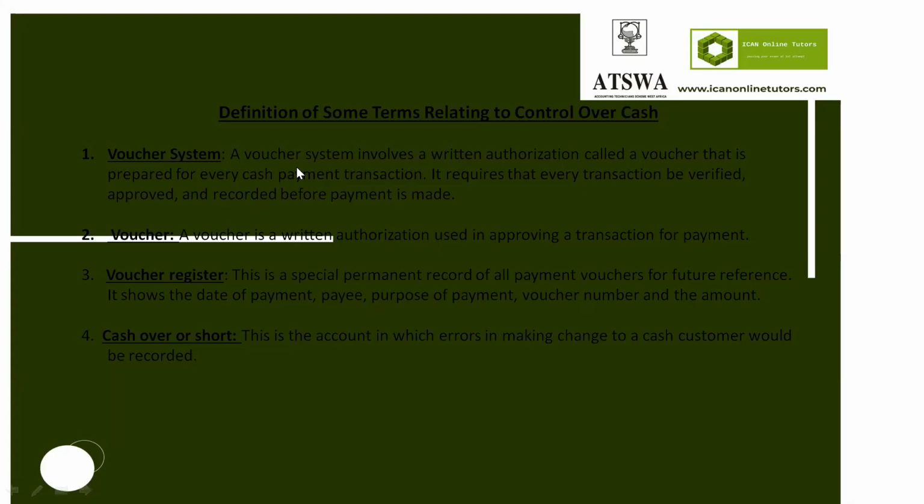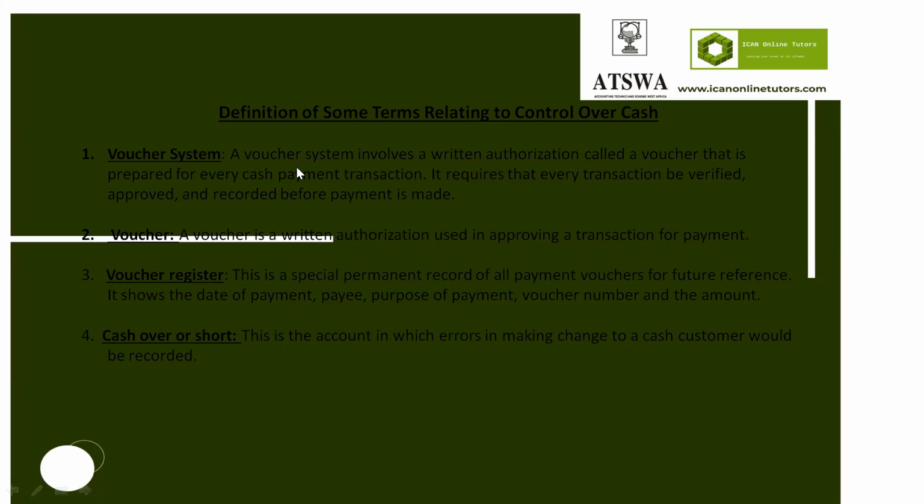This is a special permanent record for all payments. We can have a separate register for each year. We can have a separate register for a month or quarterly as well. It depends on the volume of transactions in that organization. So what are some of the things that this voucher register is going to make mention of? The reference, it will show the date of the payments, the payee, the purpose of the payment, the voucher number, and the amount.